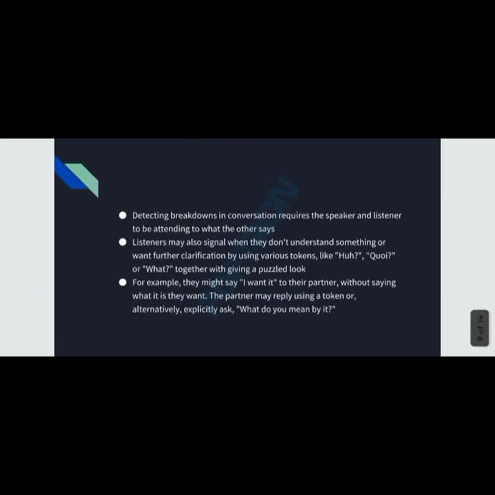So, detecting breakdowns in conversation requires the speaker and listener to be attending to what the other says. Listeners may also signal when they don't understand something or want further clarification by using various tokens like "huh" or "what", together with giving a puzzled look. For example, they might say "I want it" to their partner without saying what it is they want. The partner may reply using a token or alternatively explicitly ask, "What do you mean by it?"